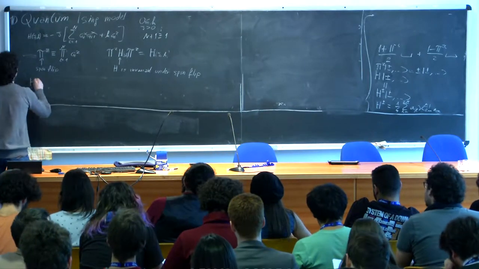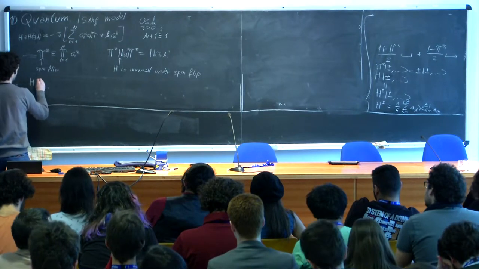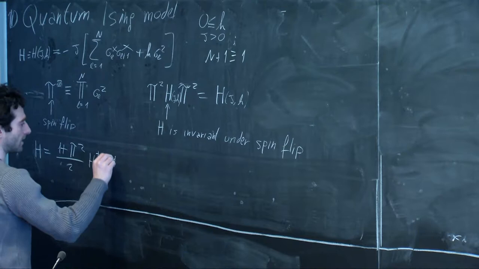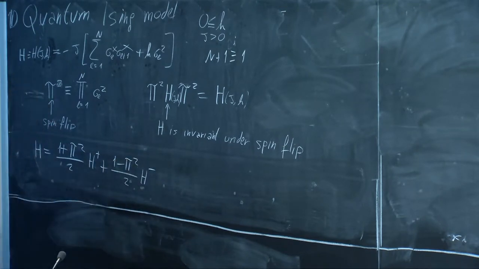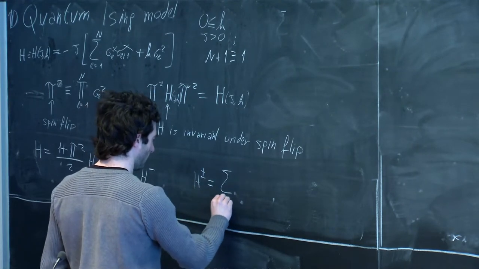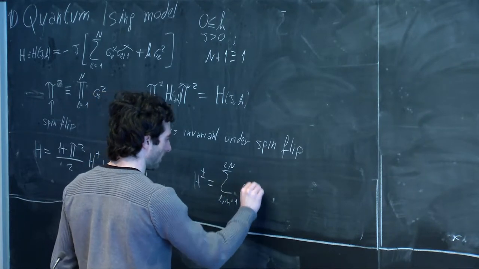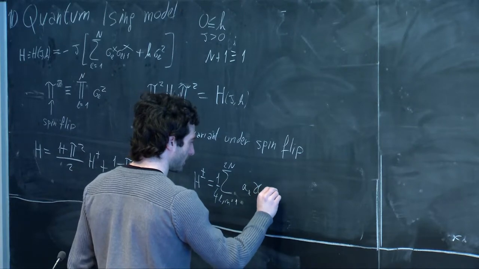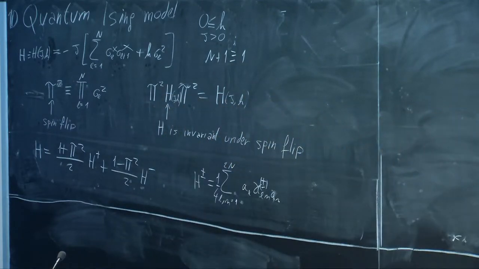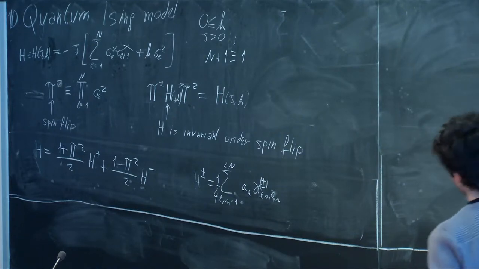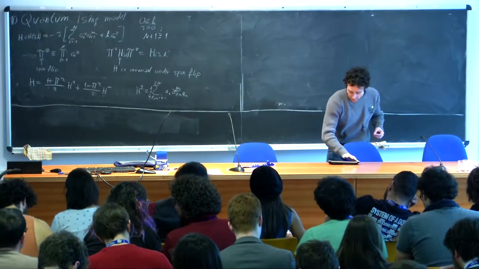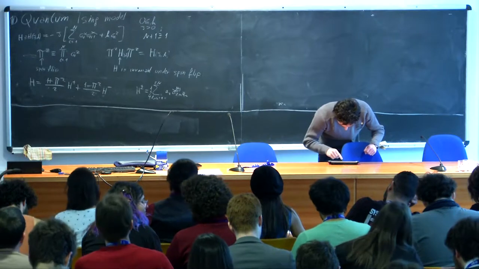Okay, now this is equivalent to H. H is equal to (1 plus pi z)/2 H plus plus (1 minus pi z)/2 H minus, where H plus minus is equal to the sum over l, n from 1 to 2N of a_l, 1 over 4 calligraphic H_ln plus minus, a_n. Okay, and now you have the matrix, and I suggest you rewrite it in a different way, which is this.